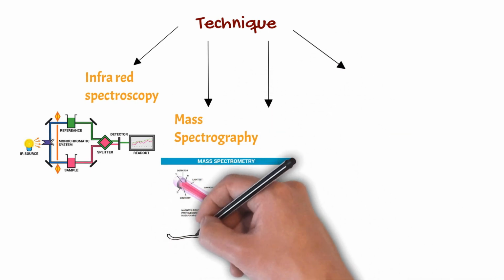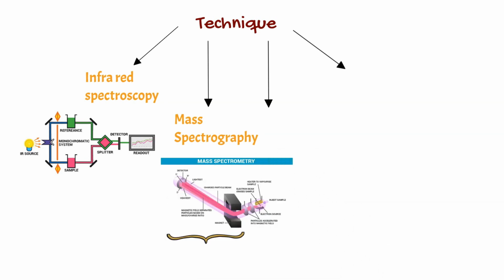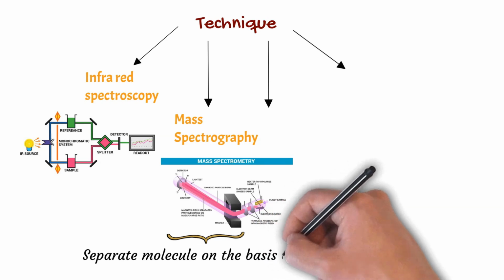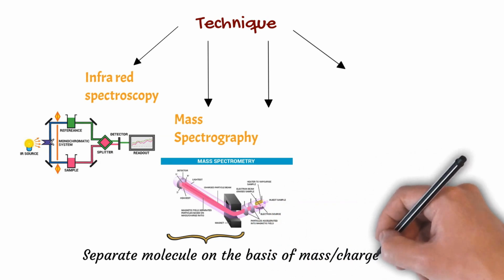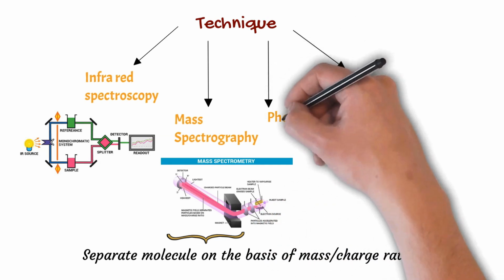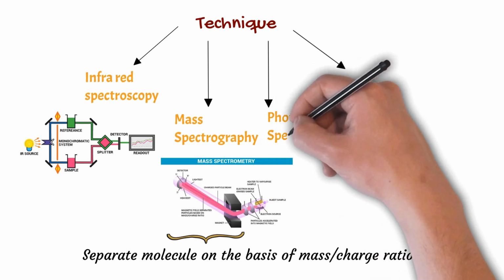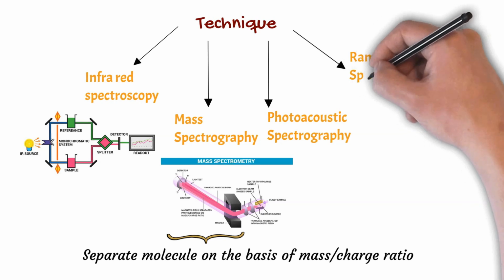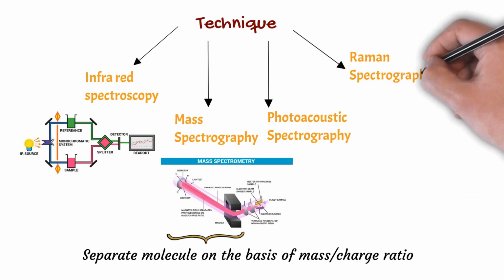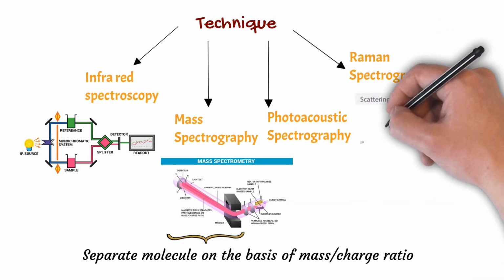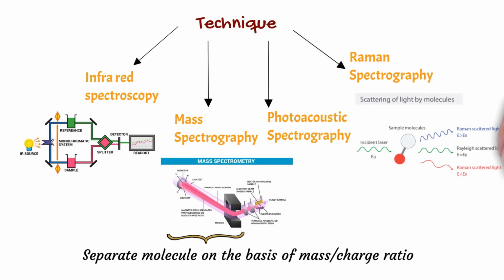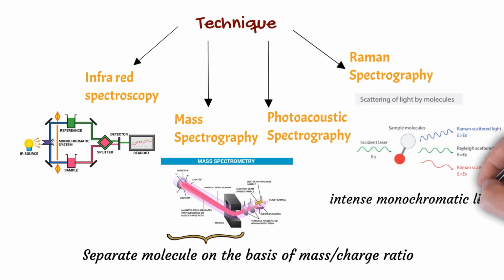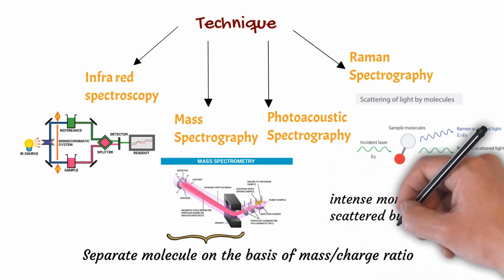In mass spectrography, what happens? The molecules are separated on the basis of mass charge ratio. The third is photoacoustic spectrography. And the fourth is Raman spectrography. In this, there is scattering of light by the gas molecule. So intense monochromatic light is scattered by the gas molecule.